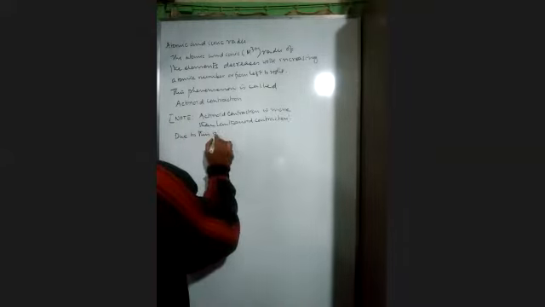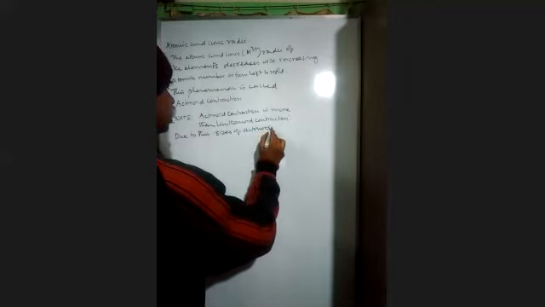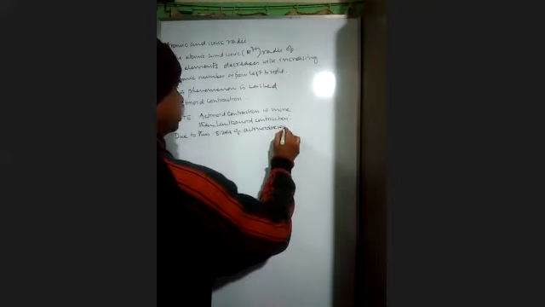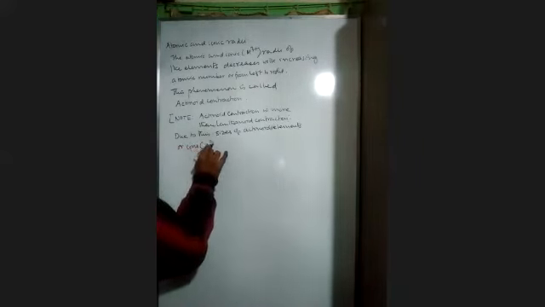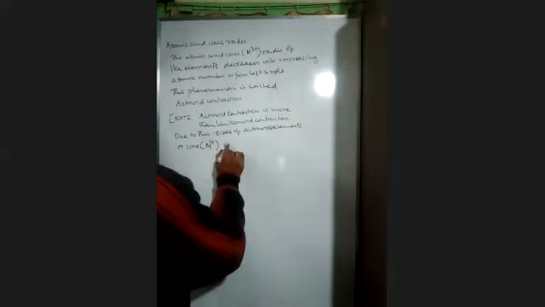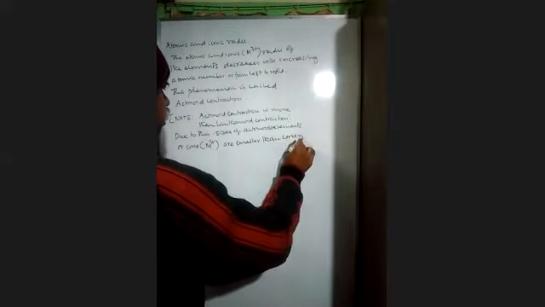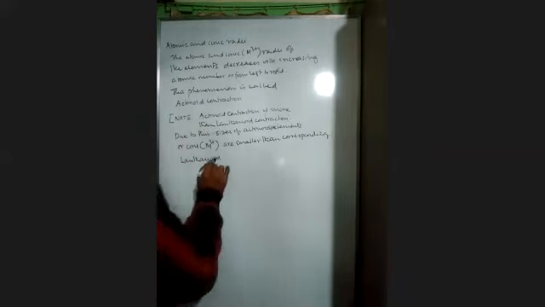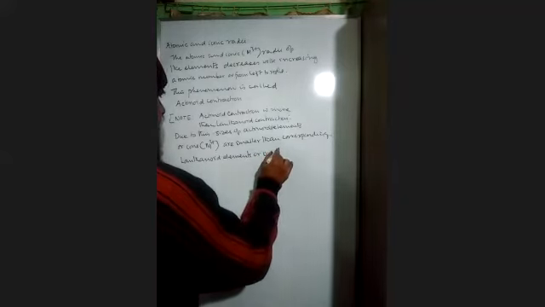Due to this, sizes of actinoid elements or ions are smaller than corresponding lanthanoid elements or ions.